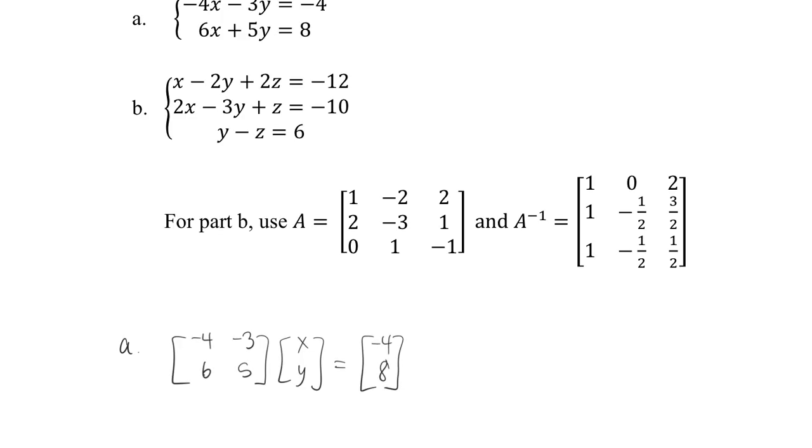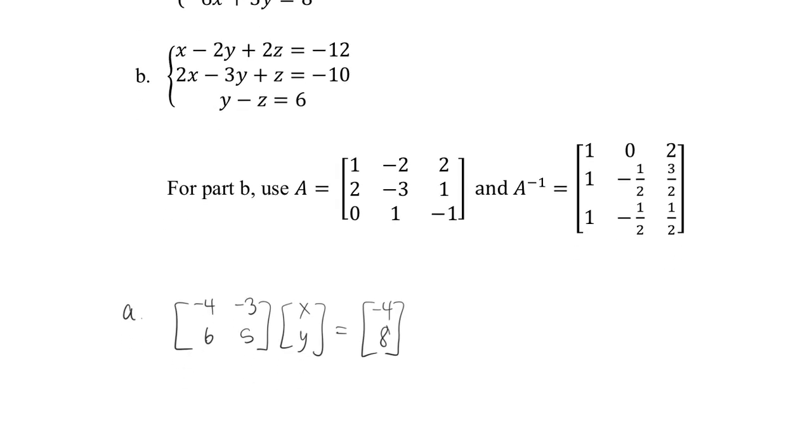Now, we have not been given the inverse. We need to multiply both sides of this matrix equation by the inverse of this coefficient matrix, because that's going to cancel this matrix, leaving xy by itself, and then we have to multiply it over here by the inverse. So the next step is to find the inverse.